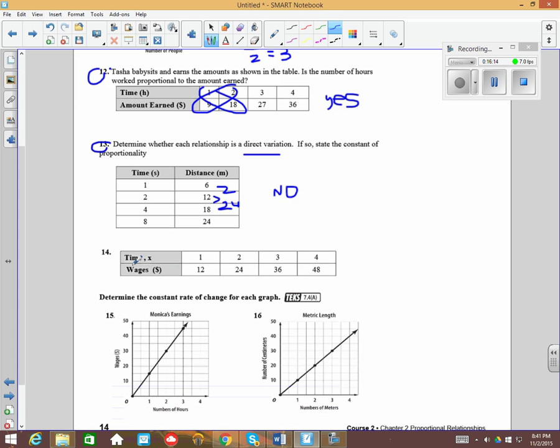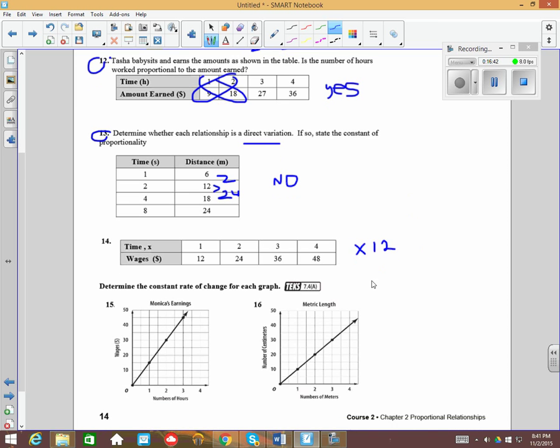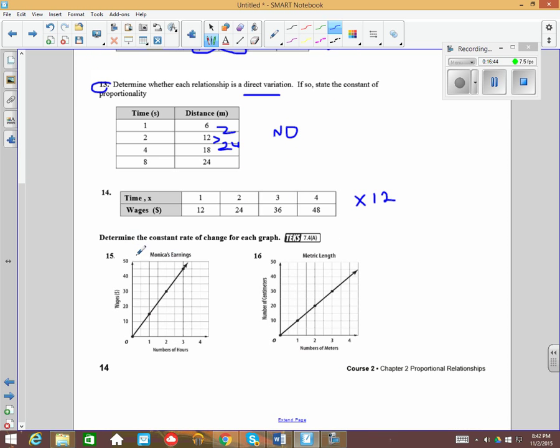Now, number 14, there appears to be a direct variation because you go from 1 to 12: x is 1, y is 12, and then 2 to 24. So what are you doing in each instance? You're multiplying times 12 in each instance. So it is direct variation. The constant of proportionality is times 12. That's the constant.